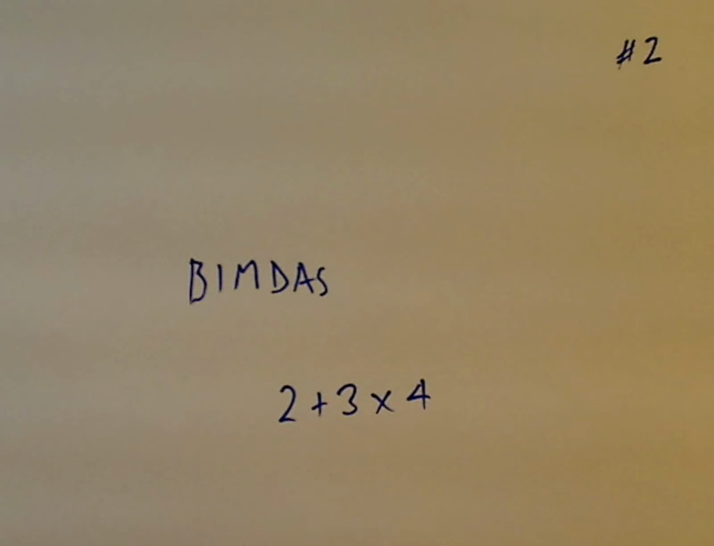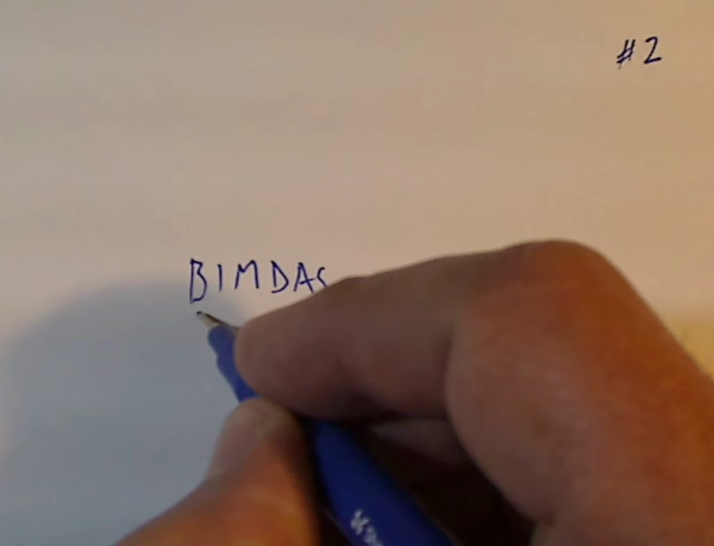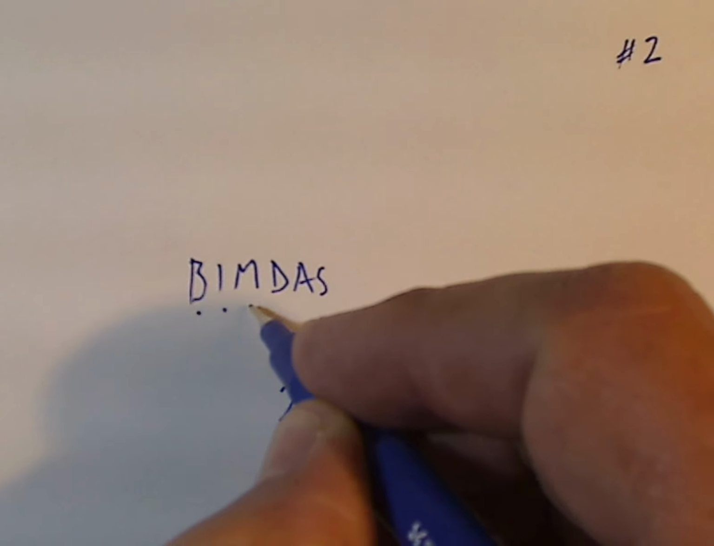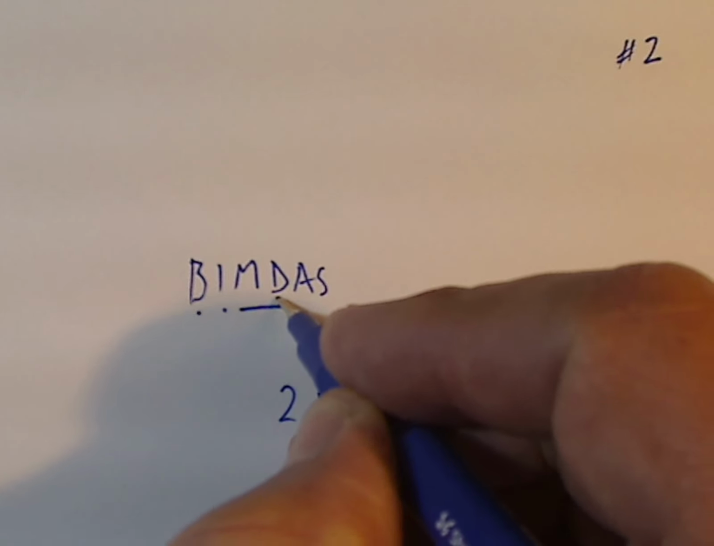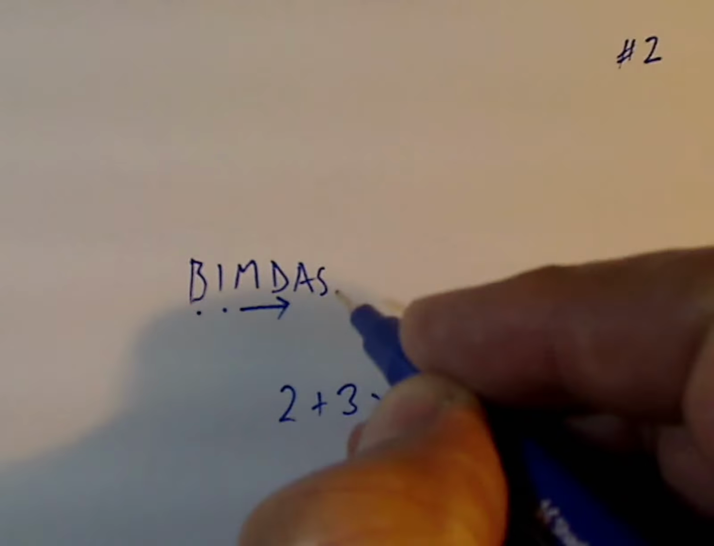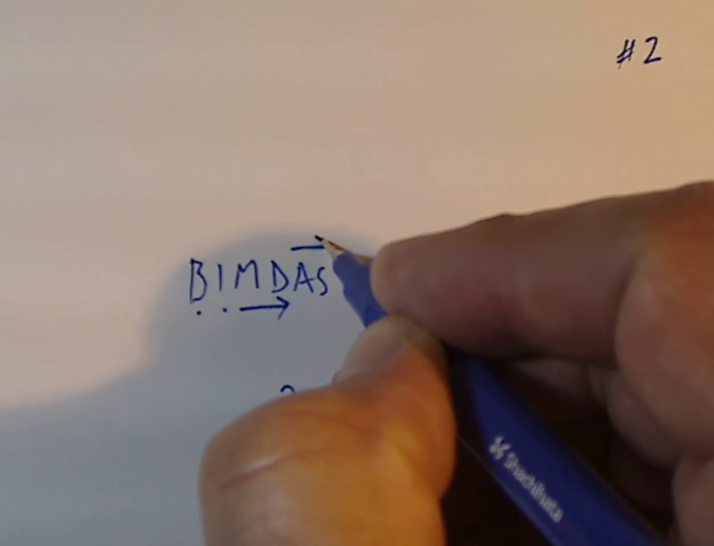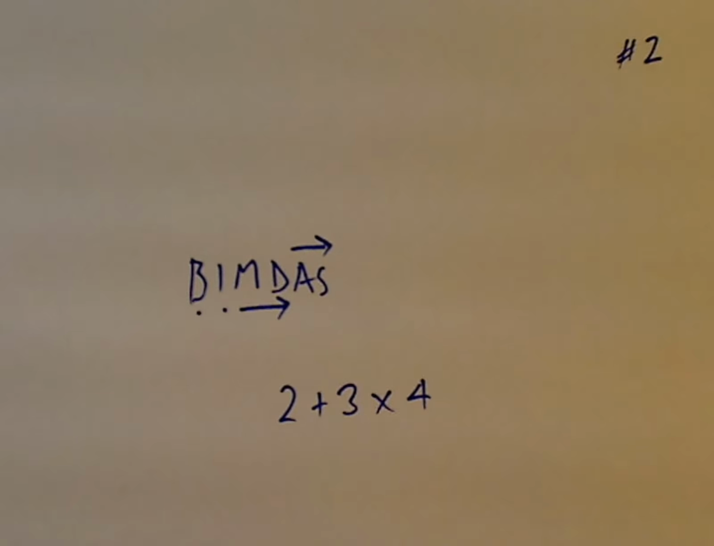Now, just a brief note on mnemonic. It's just something designed to help and assist your memory. Now in BIMDAS we said B for brackets, I for indices, M and D for multiplication and division, left to right, and A and S for addition and subtraction, left to right. But we didn't tell you much more than that, did we? We simply introduced the acronym BIMDAS.